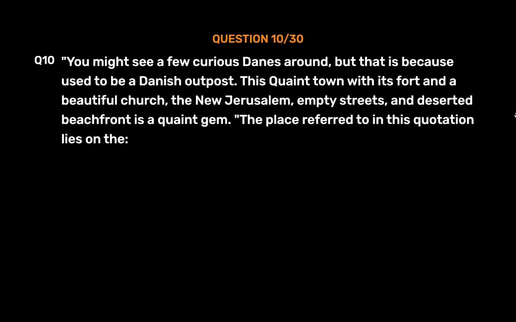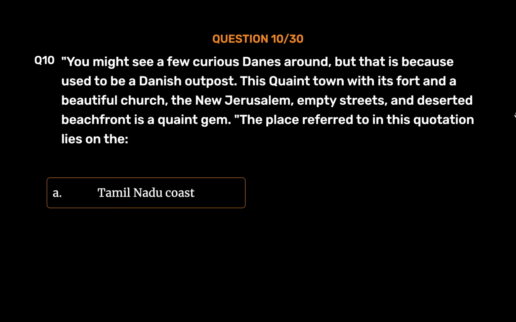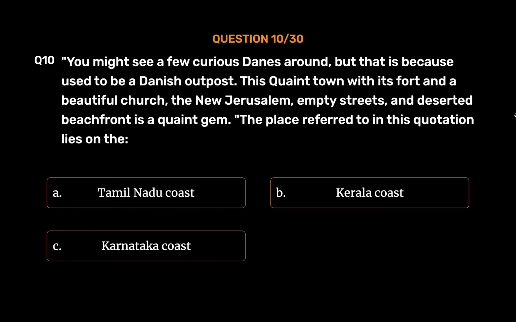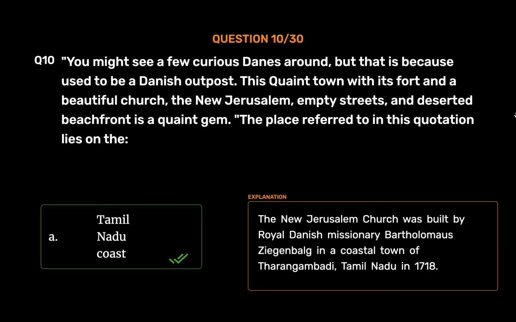This quaint town with its fort and a beautiful church, the New Jerusalem, empty streets, and deserted beachfront is a quaint gem. The place referred to in this quotation lies on the Option A. Tamil Nadu coast. Option B. Kerala coast. Option C. Karnataka coast. Option D. Goa coast. The correct answer is Option A. Tamil Nadu coast. The New Jerusalem Church was built by Royal Danish missionary Bartolomeus Siegenbalg in a coastal town of Tarangambadi, Tamil Nadu in 1718.